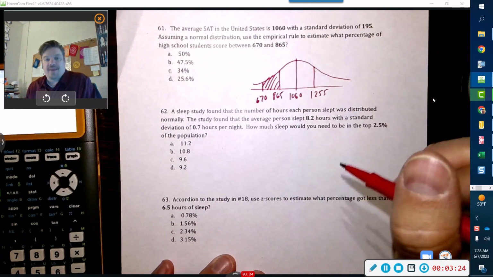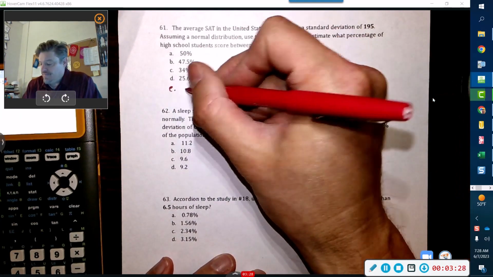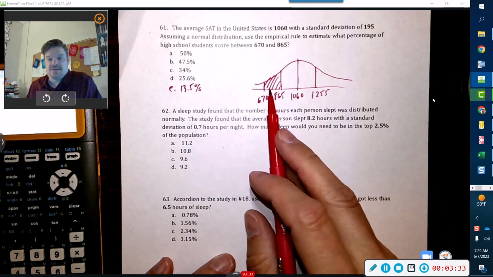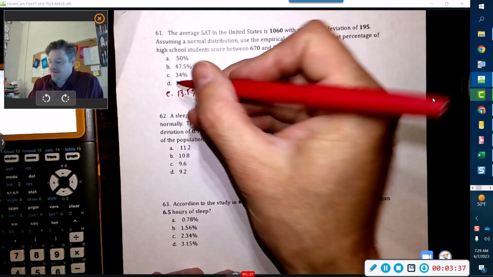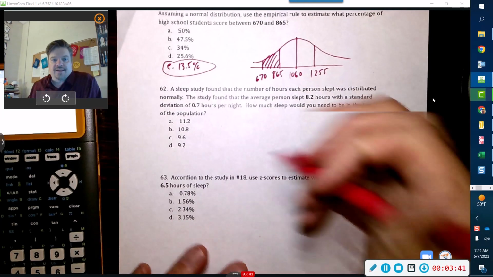Now this is actually a typo. There should have been an E that said 13.5%, because that is what the empirical rule says. This area right here is 13.5. So the answer is E, the invisible E, 13.5. All right, let's see if there are any other typos.